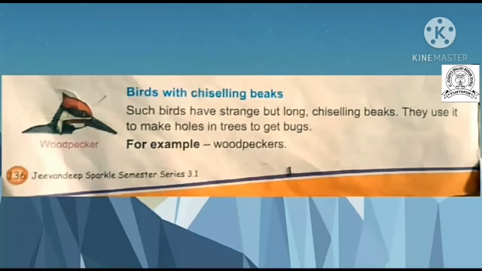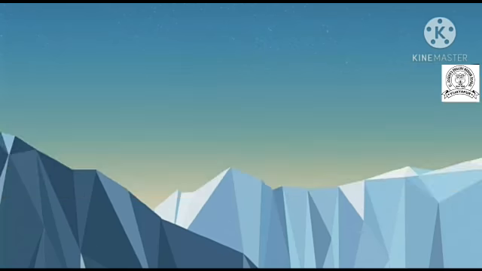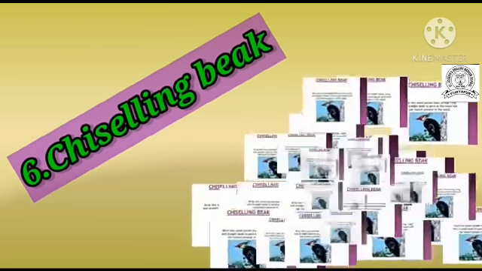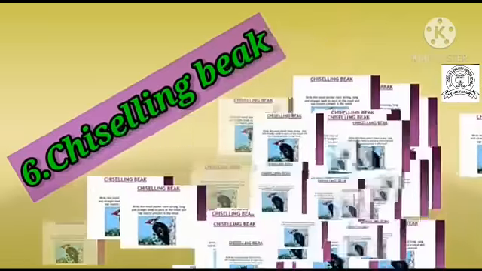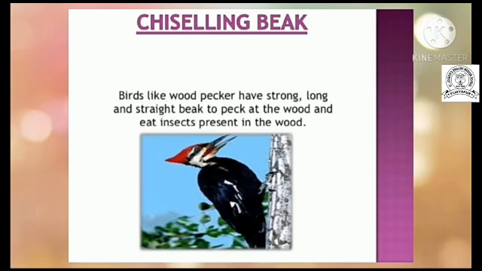Now the next para. Birds with chiseling beaks. Such birds have strong, straight but long chiseling beaks. They use it to make holes in trees to get bugs. For example, the woodpecker. So children, I will explain this one. The sixth beak is a chiseling beak. Now listen, what is the chiseling beak?